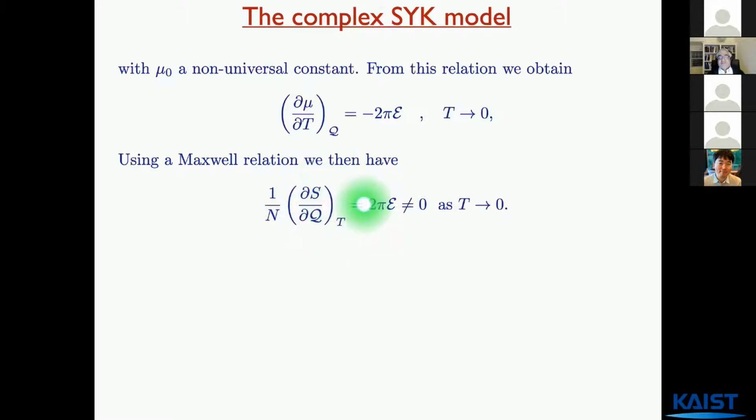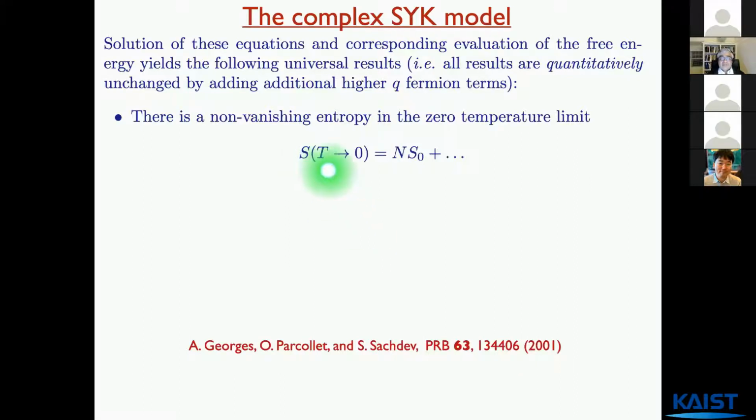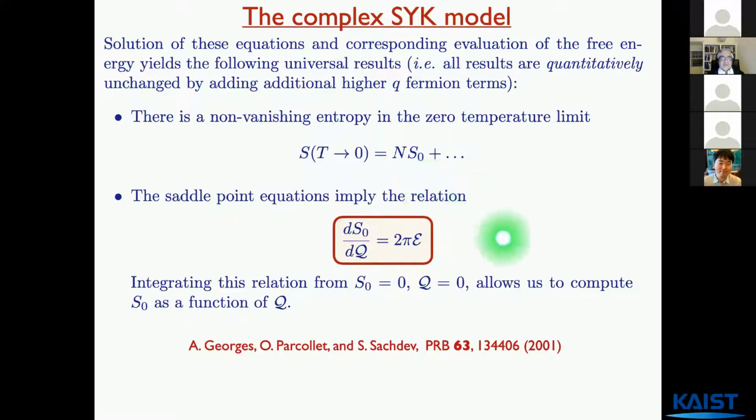So from this, you can compute the entropy, and you get some number. So it tells you that this entropy as T goes to zero at fixed N, with N going to infinity first, then T going to zero, is some number S0, which you can compute. You can get the exact value of that number from this argument and the Luttinger relation. And also, this is true then, that dS/dQ is 2πE. I've already said that. And integrate this to get S0 as a function of Q.